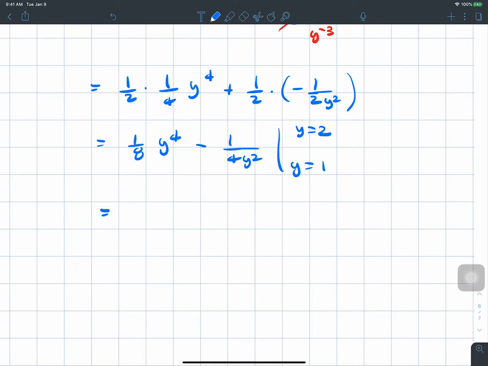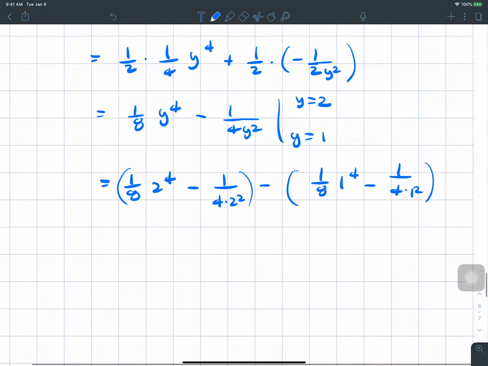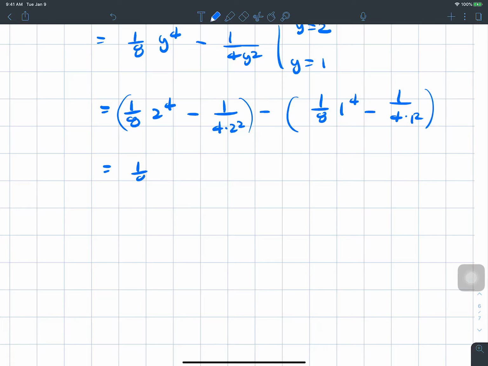Okay, let's plug in the limits here. 1/8, 2 to the 4th, minus 1/4 times 2 squared, minus 1/8, 1 to the 4th, minus 1 over 4, 1 squared. Here's what we're doing. 2 to the 4th, I think that's 16. Minus 2 squared there is 4, so I get a minus 1 over 16. And then we get minus 1/8 plus 1/4.